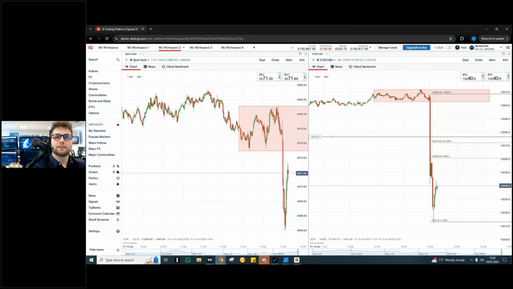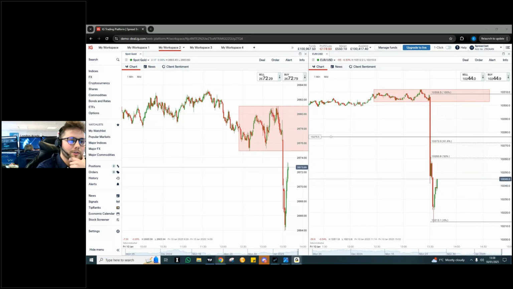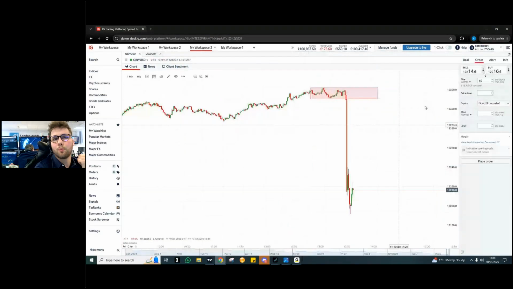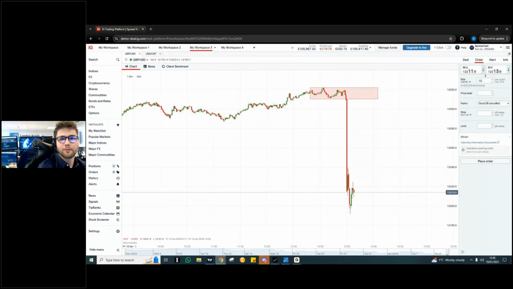Why did the cable go down? Yeah, so cable went down, good for the dollar, so a stronger dollar, and we saw that push lower. Now, why did the S&P go down? I would have thought the dollar doing well would mean the US economy is doing well.